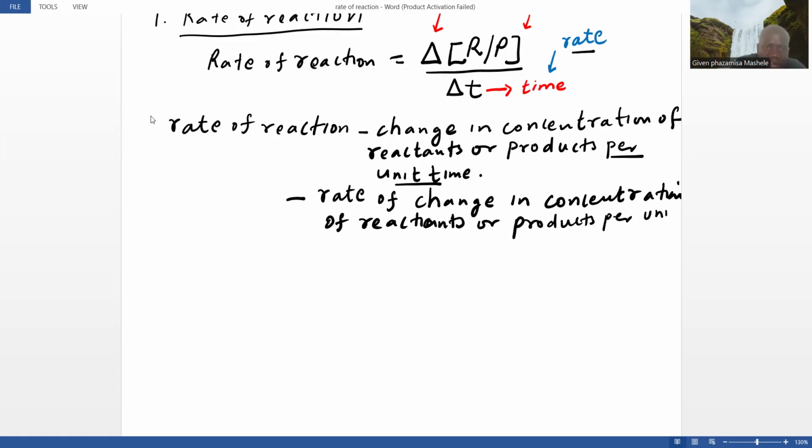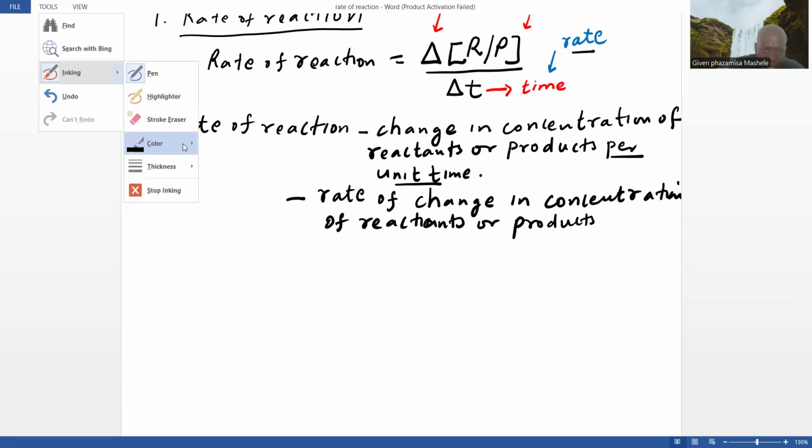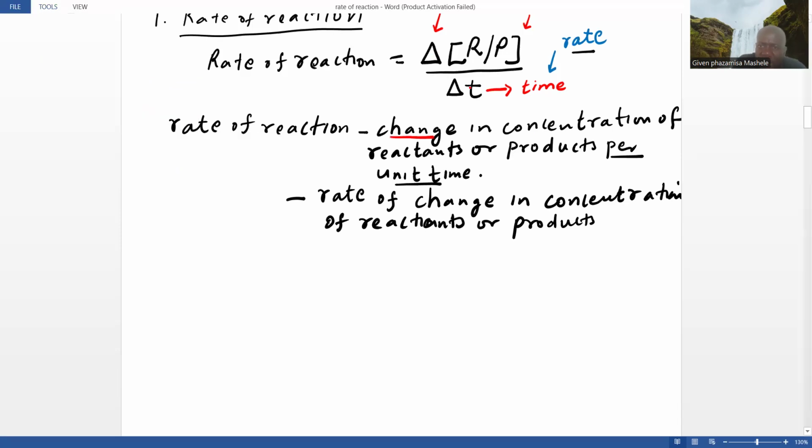So now it means that when you are defining rate of reaction, you can either say it is the rate of change in concentration of reactants or products without even talking about per unit time. So the change is the delta, concentration is the bracket symbol, of reactants is the R or the P, per unit time. So we're mentioning time here.